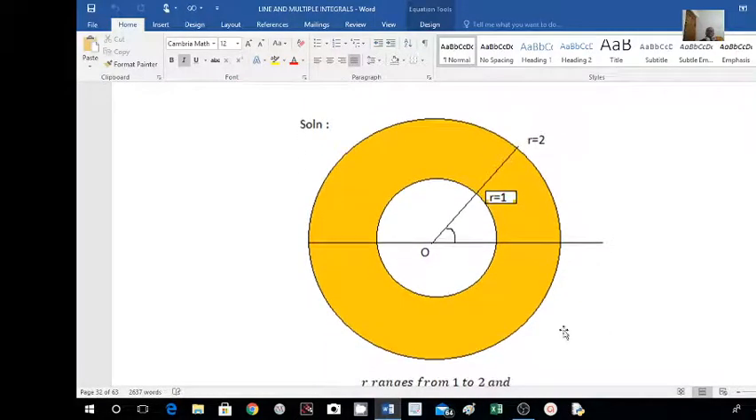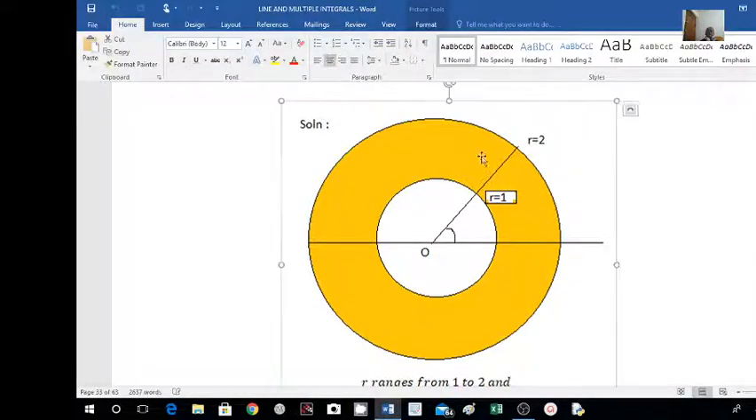Okay, this white portion is the circle of radius 1 and this is the circle of radius 2. And the region between these two circles is my region of integration. Now here, I will draw a line from the origin to this point. This is nothing but our r. r ranges from this point to this point. So at this point, what is the value of r? It is equal to 1.